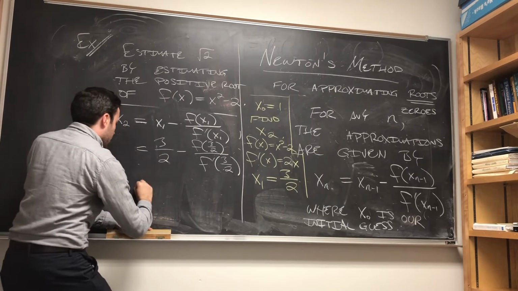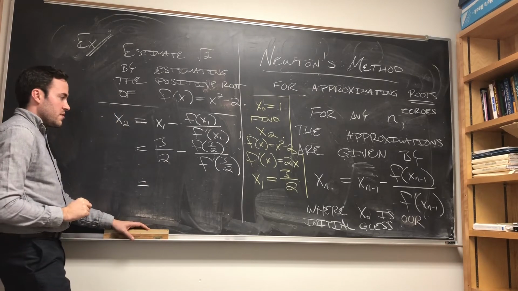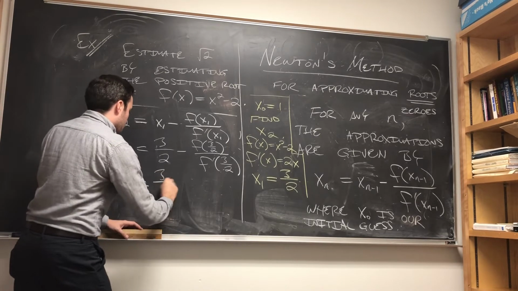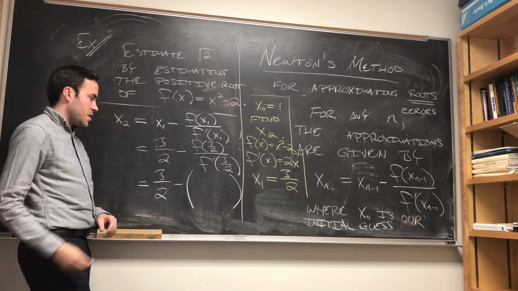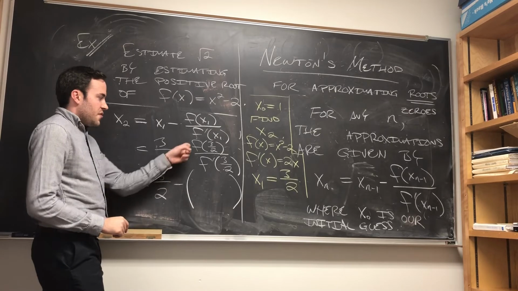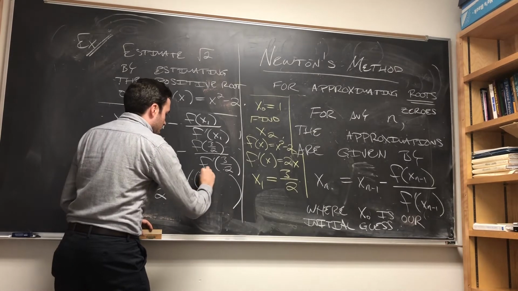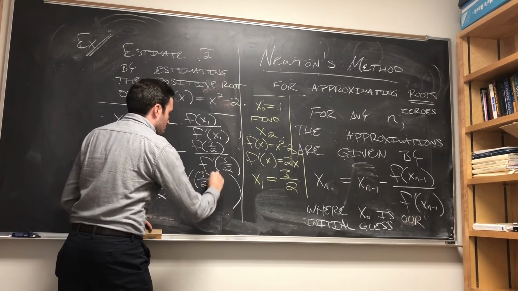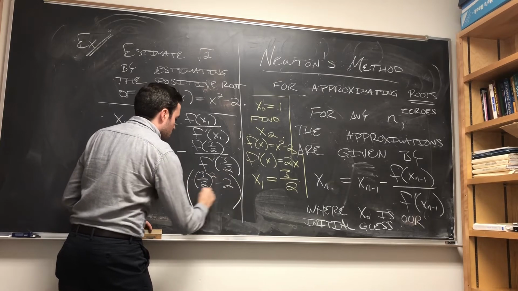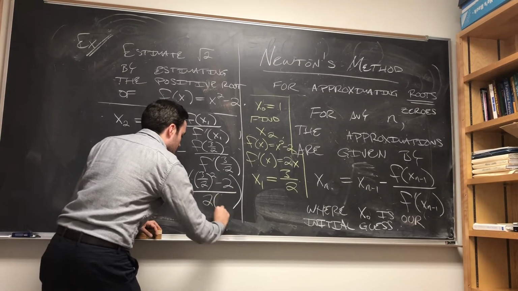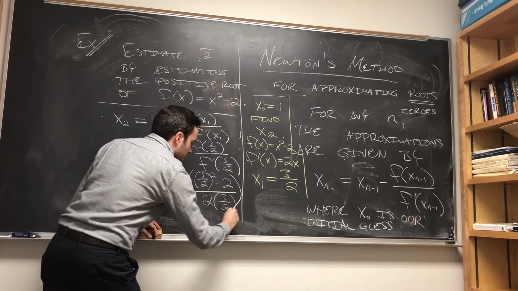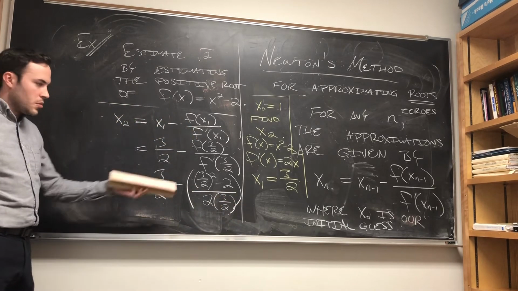And I know what f does to anything I input. It squares it and subtracts 2, so I've got 3/2 minus, careful with my minus signs in my parentheses here, again, f of 3/2 is going to be 3/2 squared minus 2. That's my numerator, and my denominator is going to be 2 times 3/2, since f prime just doubles whatever you put into it.